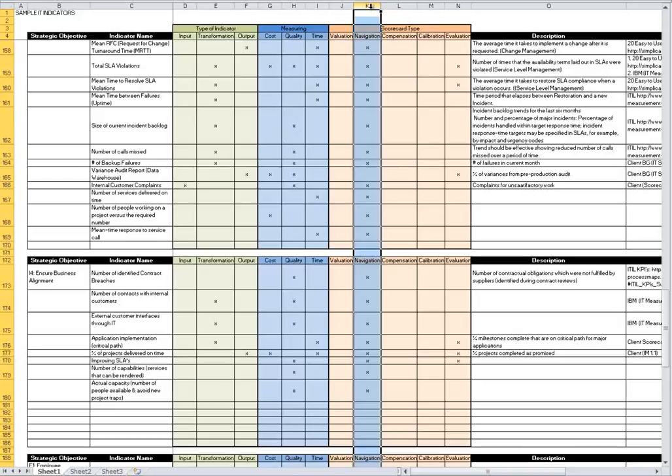So between those 4 resources, the team was equipped with a number of best practice measures to overlay on their zero-based analysis and their analysis of what metrics were currently used.